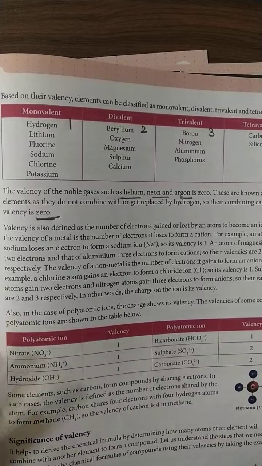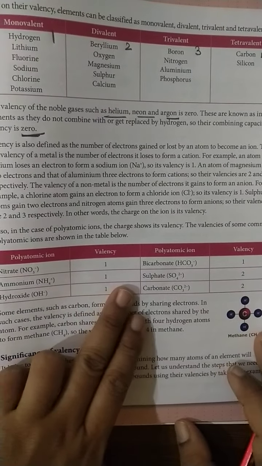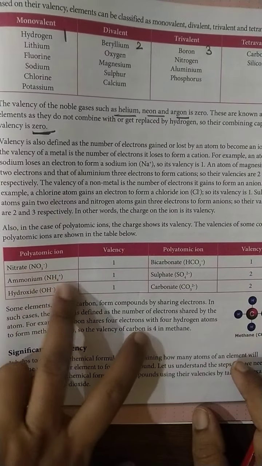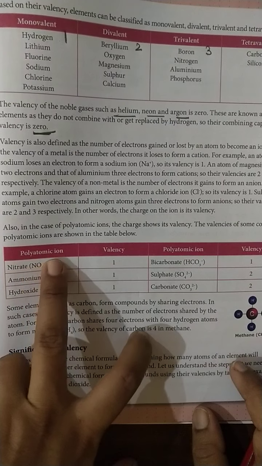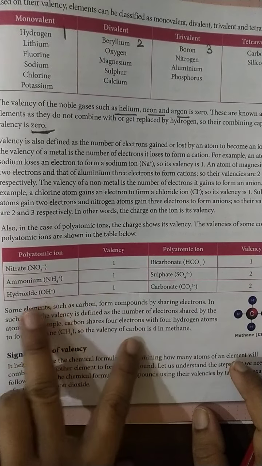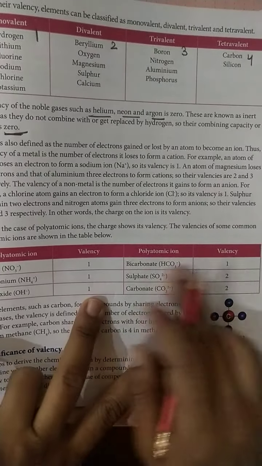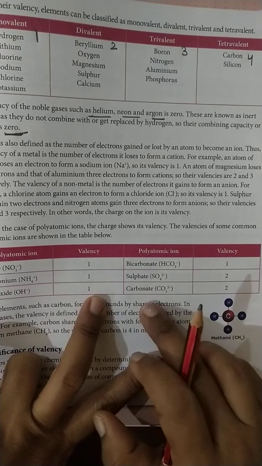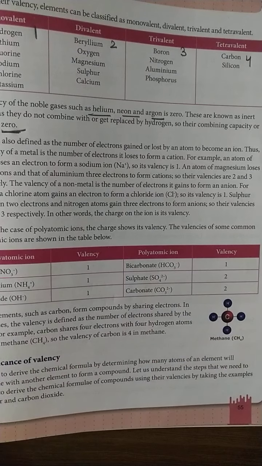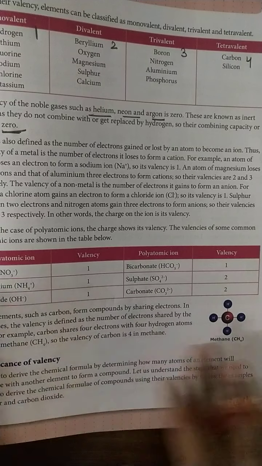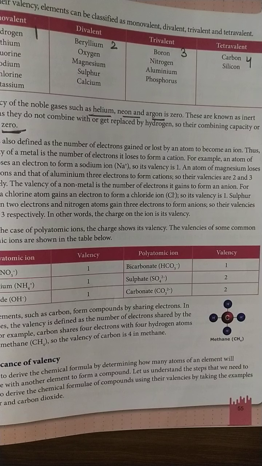Now here we have polyatomic ions also. Nitrate, you just have to go through it. Nitrate -1 valency, ammonium 1, hydroxide 1, bicarbonate 1, sulfate 2, carbonate 2. So you just have to go through the box, no need to learn it.